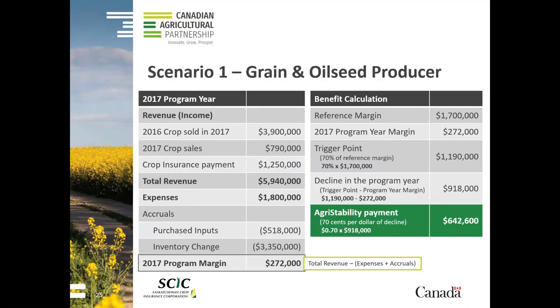This producer ended up selling a large amount of their inventory in the farm, which reduced their inventory and has an effect on their margin, as it offset the large amount of income generated from their sales for that year. There will also be a carryover effect into their 2018 program year. This producer will start the 2018 program year with little beginning inventory. And depending on their production in 2018, the producer may also have lower than normal inventory, which could drive another payment for them in 2018.